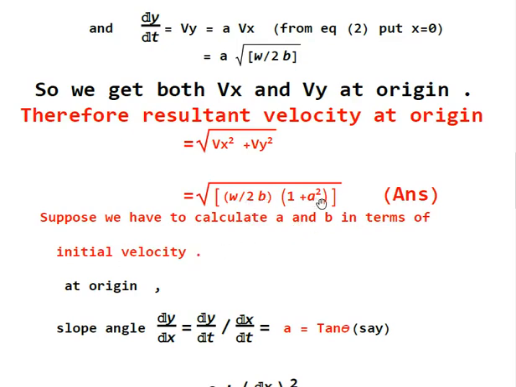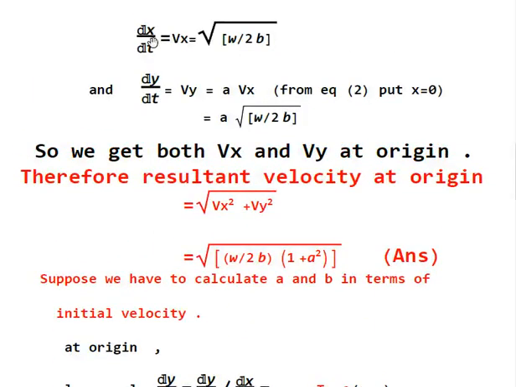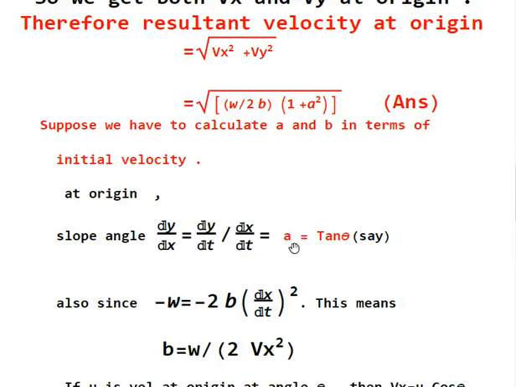What is a and b essentially? So you can see at the origin dy by dx, this is the slope. It is at origin equal to dy by dt over dx by dt. If we divide these two, dy by dt and dx by dt, we get a. It is a constant. So a is the slope at the origin, so we can say it is equal to tan theta. Theta is the angle of the velocity vector with the horizontal.